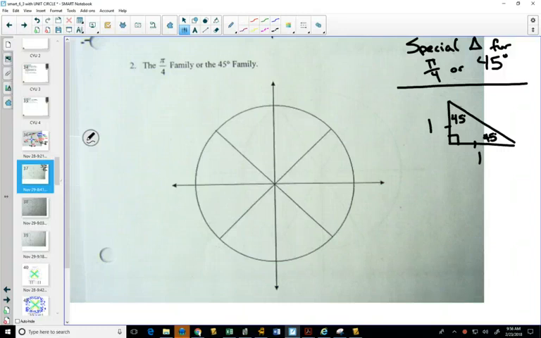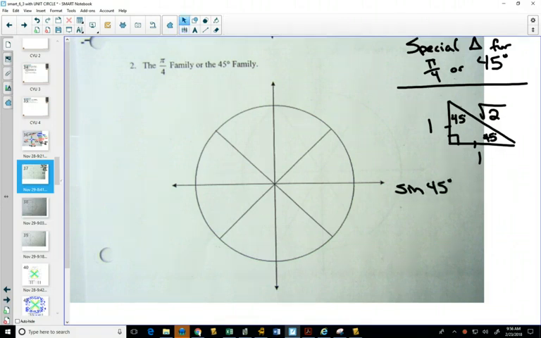So if I choose 1 for one side, since it's isosceles, the other side has to be 1 as well. And I can do a squared plus b squared equals c squared. What's my hypotenuse? Square root of 2. 1 squared plus 1 squared is 2. My hypotenuse will be the square root of 2. From this, what does this give me? I now know what sine of 45 is.